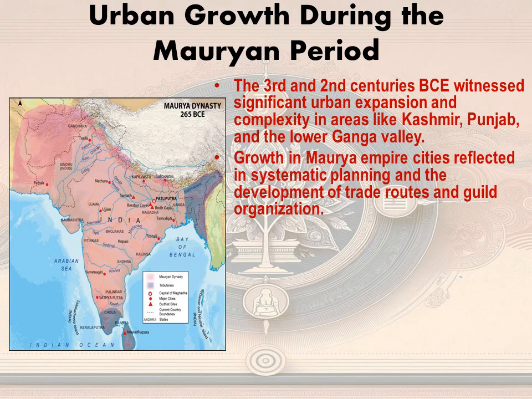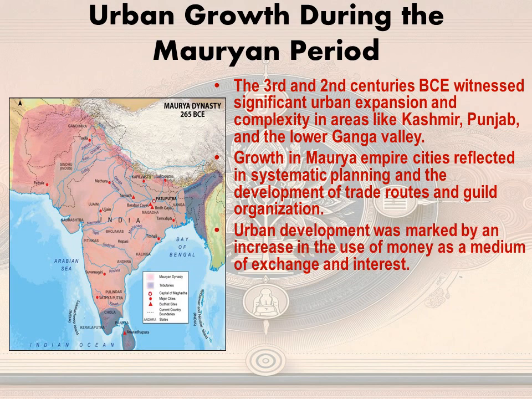The growth in Mauryan Empire cities was reflected in systematic planning and development of trade routes and guild organization. So, why was there a sudden development among the cities? It was because the development of cities provided for the trade routes, and the Mauryan Empire was very much focused on commercial activities, and also the guild organization, which means committees of trading guilds. They also played a vital role in the growth of urbanization.